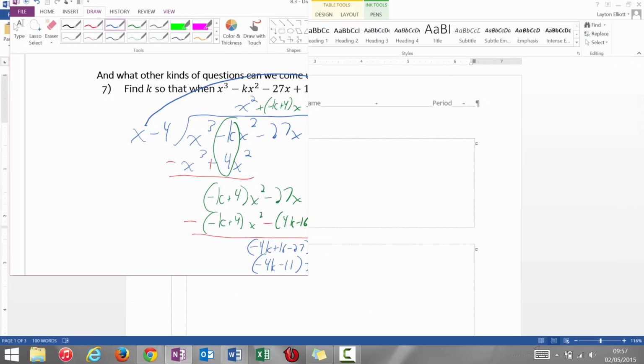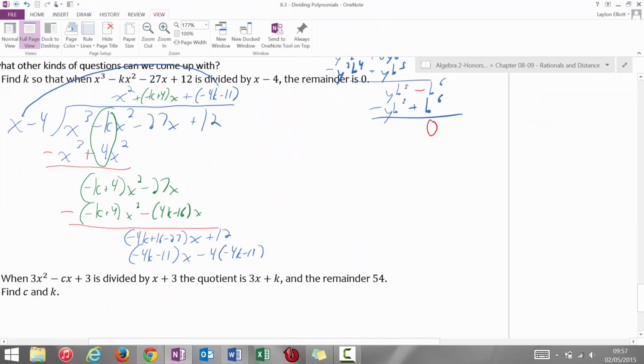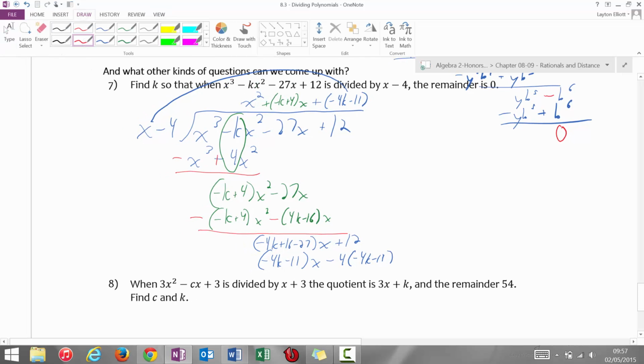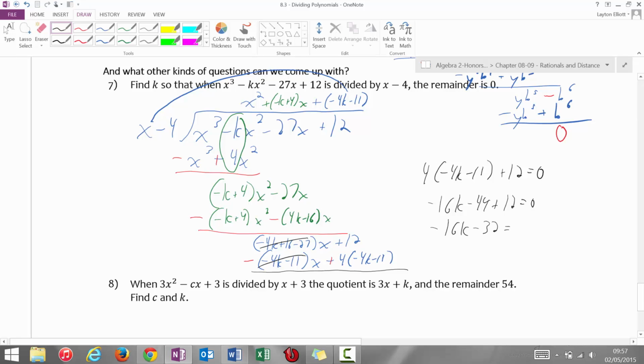Then we're going to change signs again. Minus and plus, and we're done. Close to done. This is going to cancel out. But this should be equal to 0. So if I just add that up and say 4 times negative 4k minus 11 plus 12 is equal to 0, I get negative 16k minus 44 plus 12 is equal to 0, or negative 16k minus 32 is equal to 0. And I should get k is equal to negative 2.